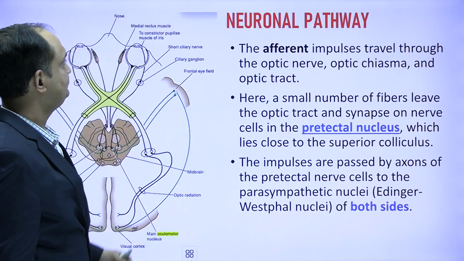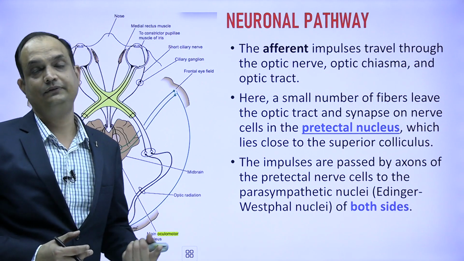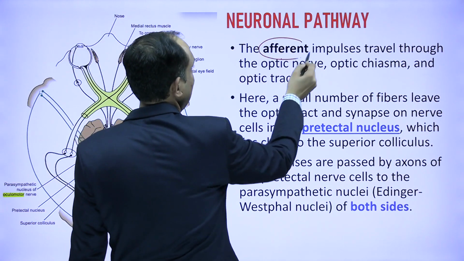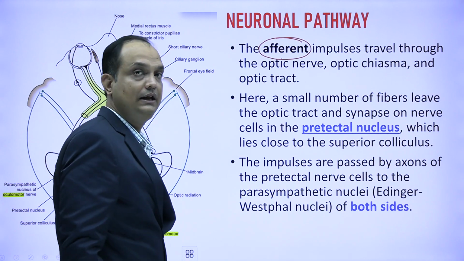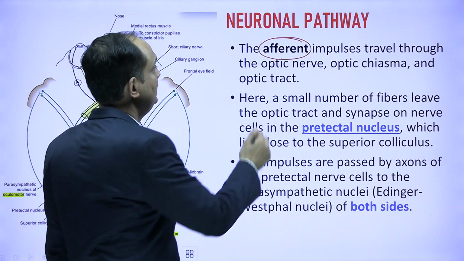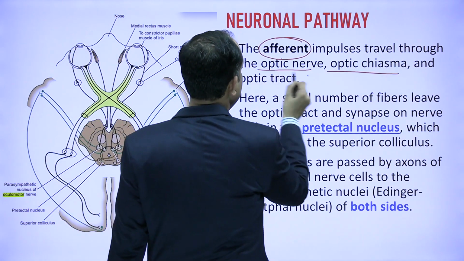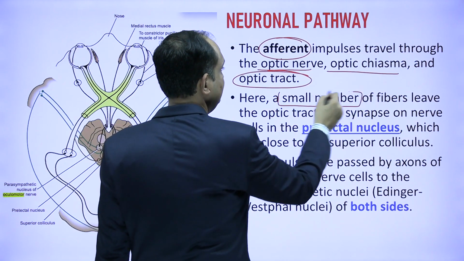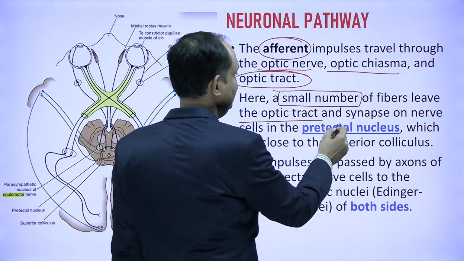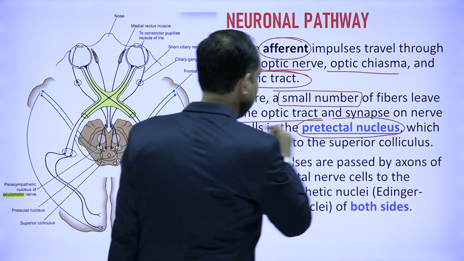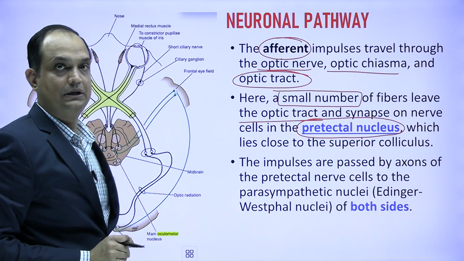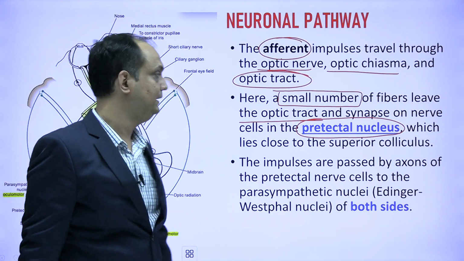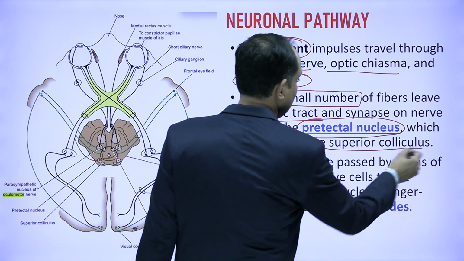Clear? Now, what is the neural pathway of this light reflex? First you should know the afferent. The afferent is carried by the visual pathway, that is the optic nerve, optic chiasma and optic tract. From the optic tract, some of the fibers leave and synapse with the pretectal nucleus. The pretectal nucleus is present in the midbrain at the level of the superior colliculi.